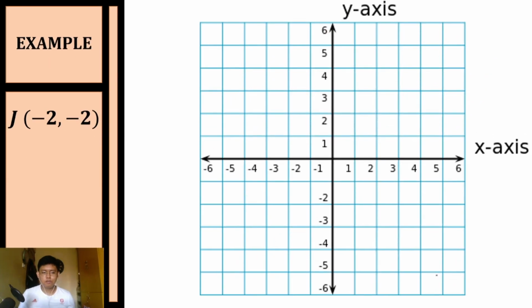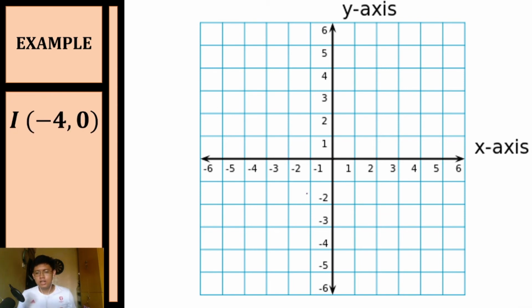Let's have another example. We're going to plot point J having the coordinates of (-2, -2). First, we focus on our x-coordinate, and we are going to move to the left since this is negative, 2 units to the left of the origin. 1, 2. Then we go 2 units down since it is negative. 1, 2. And this will be the location of point J having the coordinate of (-2, -2).